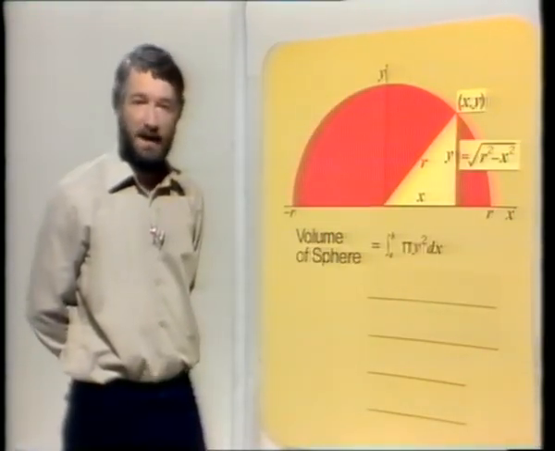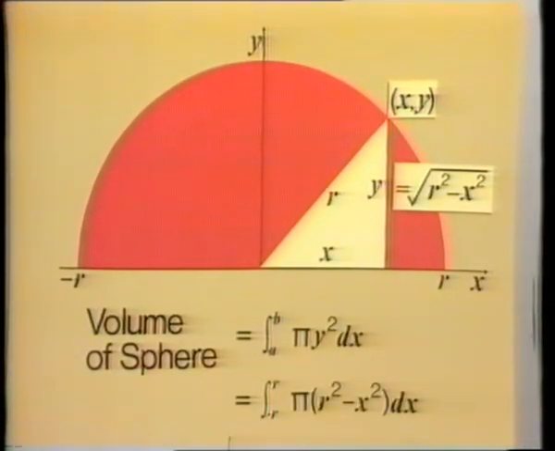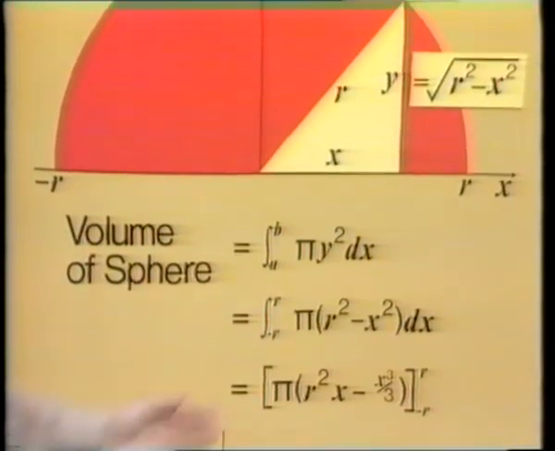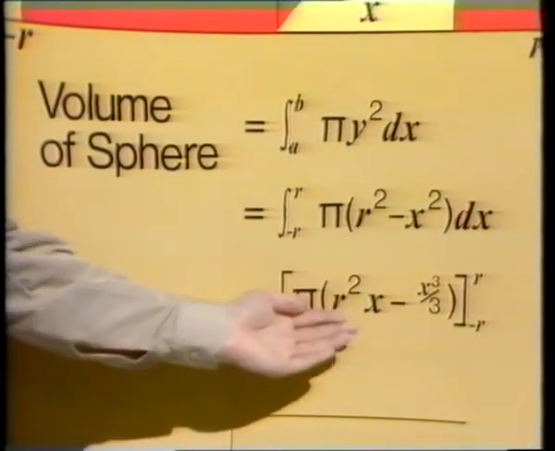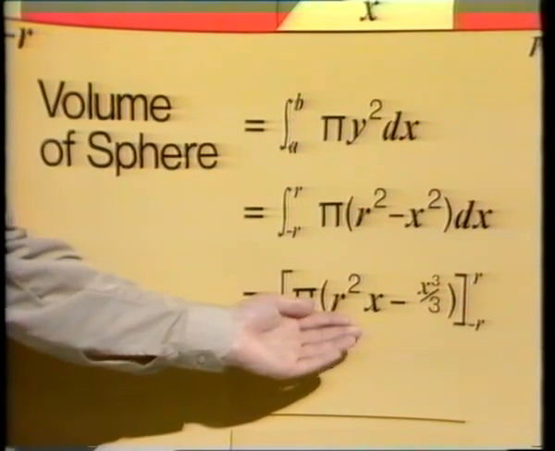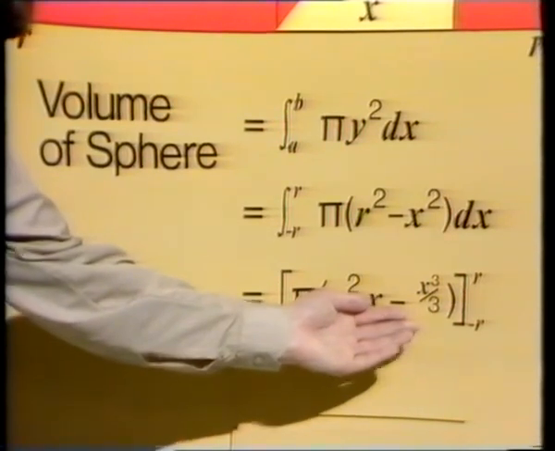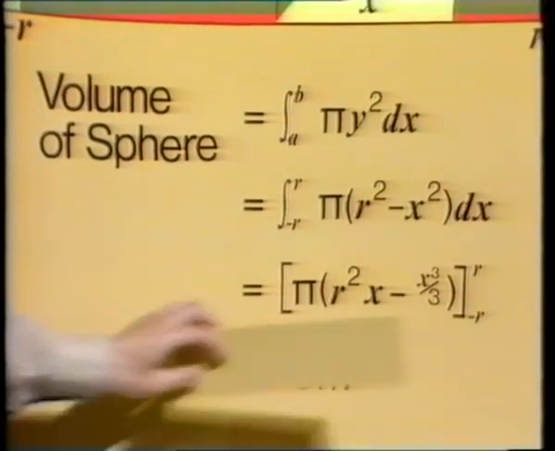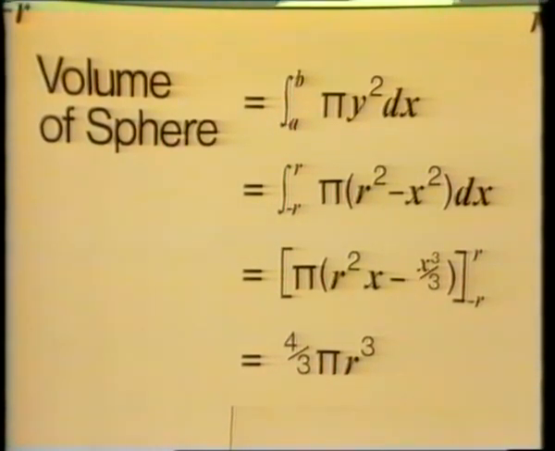Substituting r squared minus x squared for y squared gives this integral. And we can evaluate that. Pi is a constant. A primitive of r squared is just r squared x. A primitive of minus x squared is minus x cubed over 3, and we must evaluate that from x equals minus r to r. And if I do so, I get 4/3 pi r cubed for the volume of a sphere.